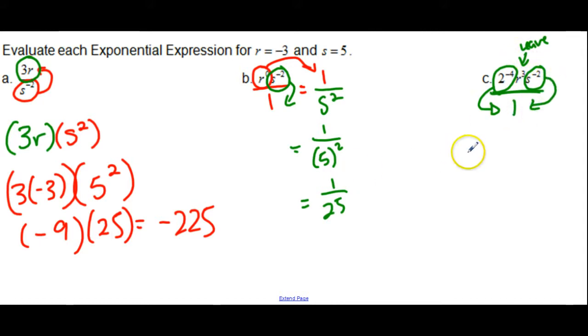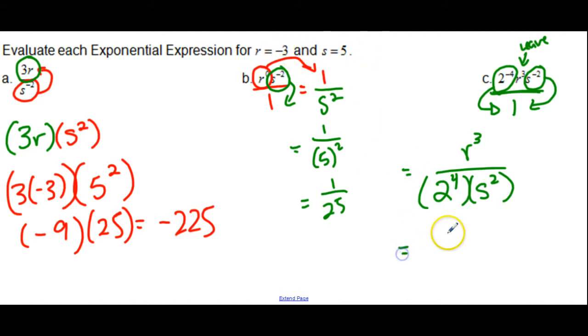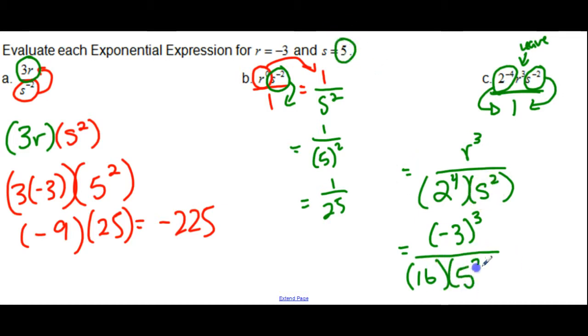So the one that we left on top was r cubed. On the bottom, we put 2. Now that negative 4 becomes a positive 4. I'm just going to put parentheses. S to the negative 2, that negative 2 becomes a positive 2. Alright, so now we have to plug in these numbers. We have parentheses negative 3 cubed all over 2 raised to the 4th, which is 16. And s is 5 right here, so we have 5 squared.